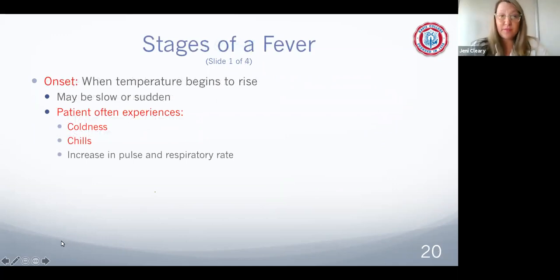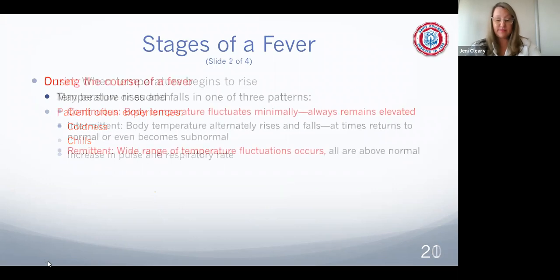Stages of a fever. We have an onset. This is when the temperature begins to rise. It may be slow or it may be sudden. Patients often experience coldness, chills, and an increase in pulse and respiratory rate.